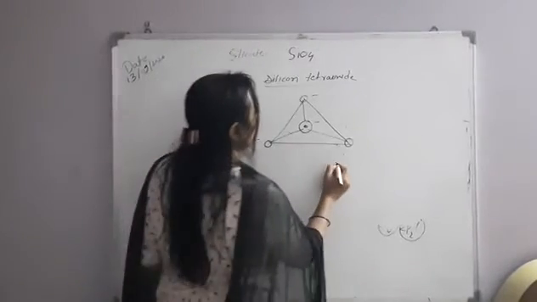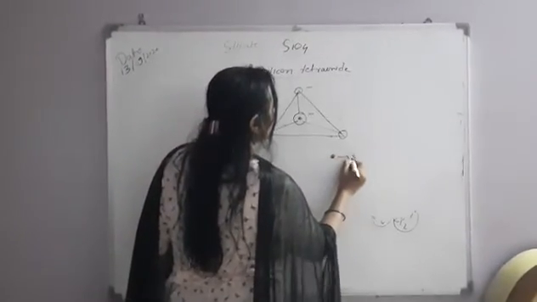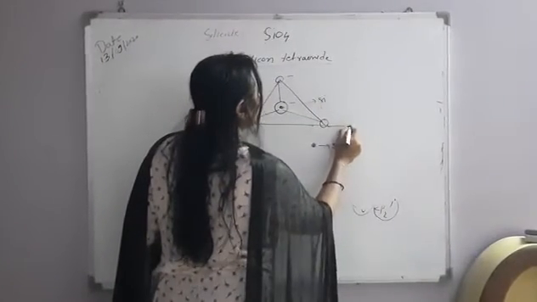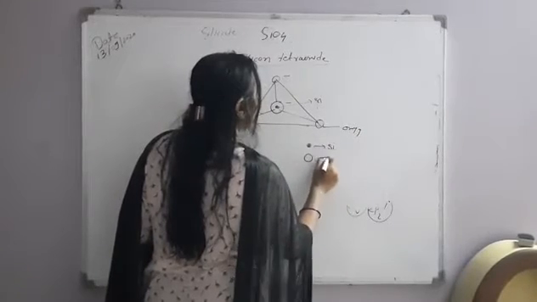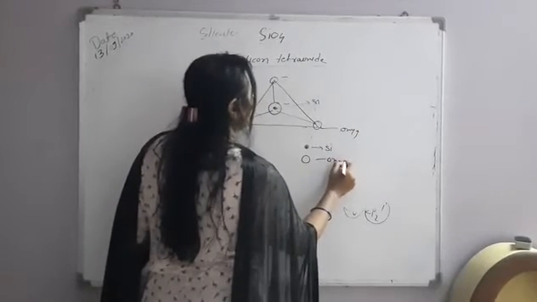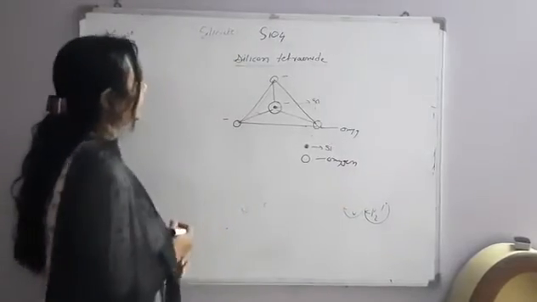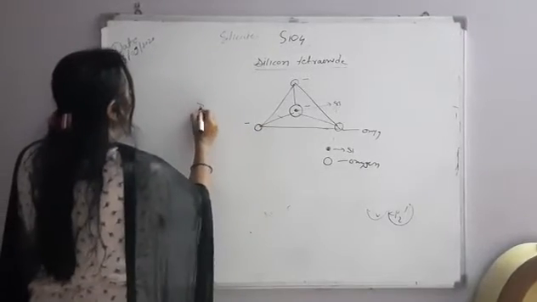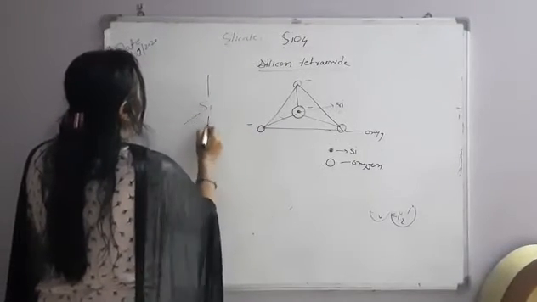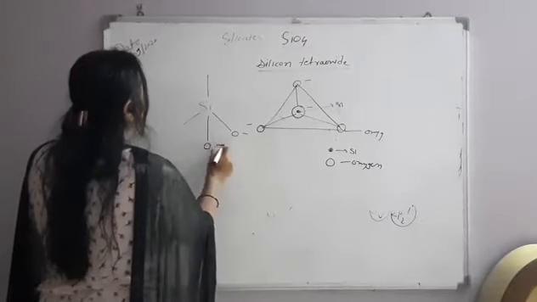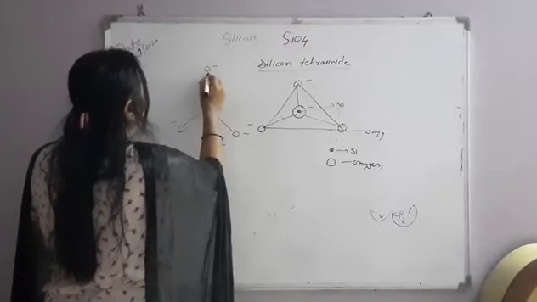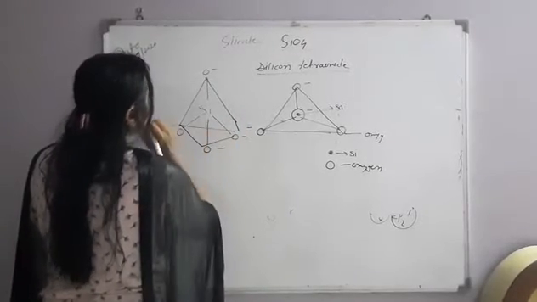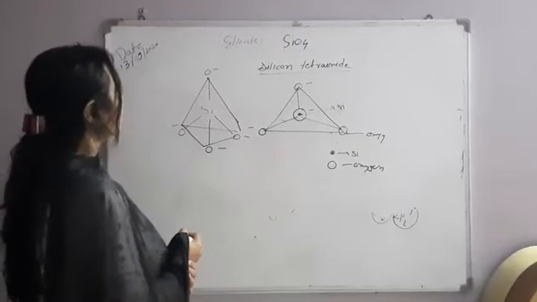See here, this dark circle is the silicon and the big circles are the oxygen. We can also write this SiO4 unit like this: silicon in the center and the 4 O minus at the 4 corners of the tetrahedron. This is another geometry that is possible, SiO4 4 minus.